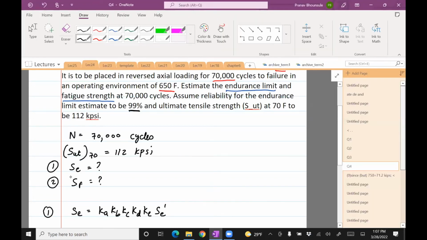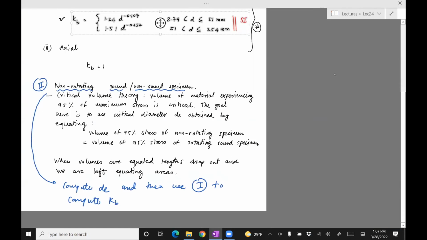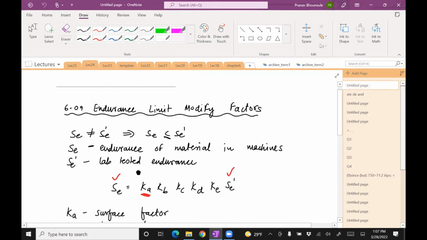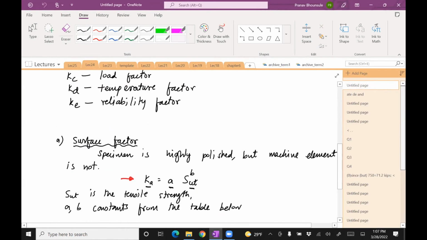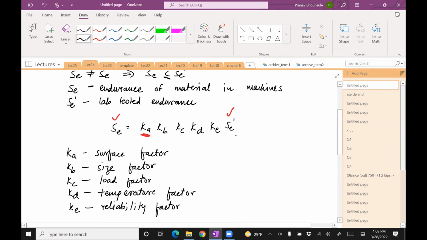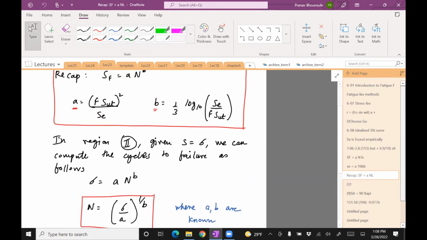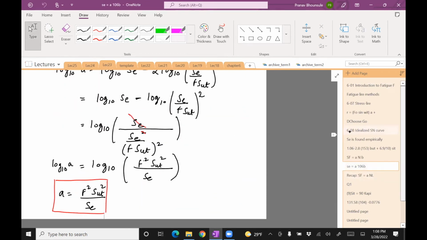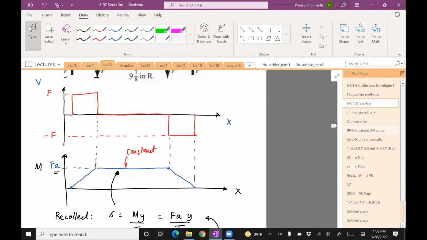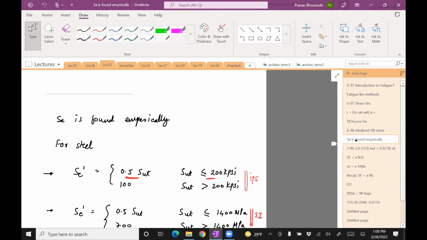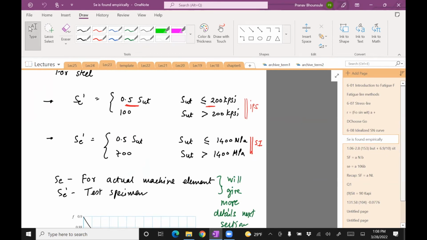Then what I did was I gave you this handout, which is posted. It just gives you ways to compute all these factors, but before that we need SE prime. I believe that was something which was covered previously. SE prime depends on SUT, and they can find it. Yeah, there it is. SE prime is found from these expressions. Recollect that this was in KPSI, so we need the formulas here. I'm just going to copy paste that, so you have a reference.